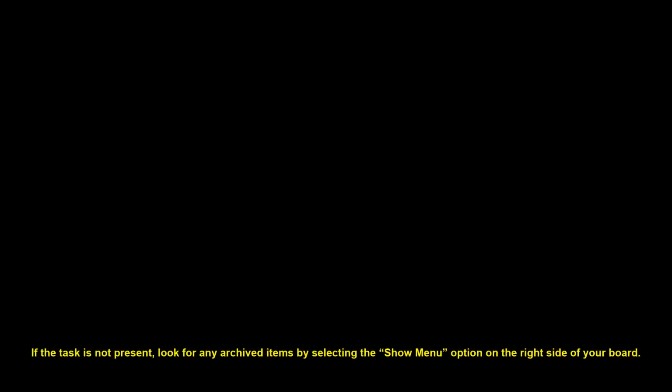Click on the task to open its details view. Check the task's due date and any comments or activity logs for a history of changes. If the task is not present, look for any archived items by selecting the Show menu option on the right side of your board. Select More and then click on Archived Items.